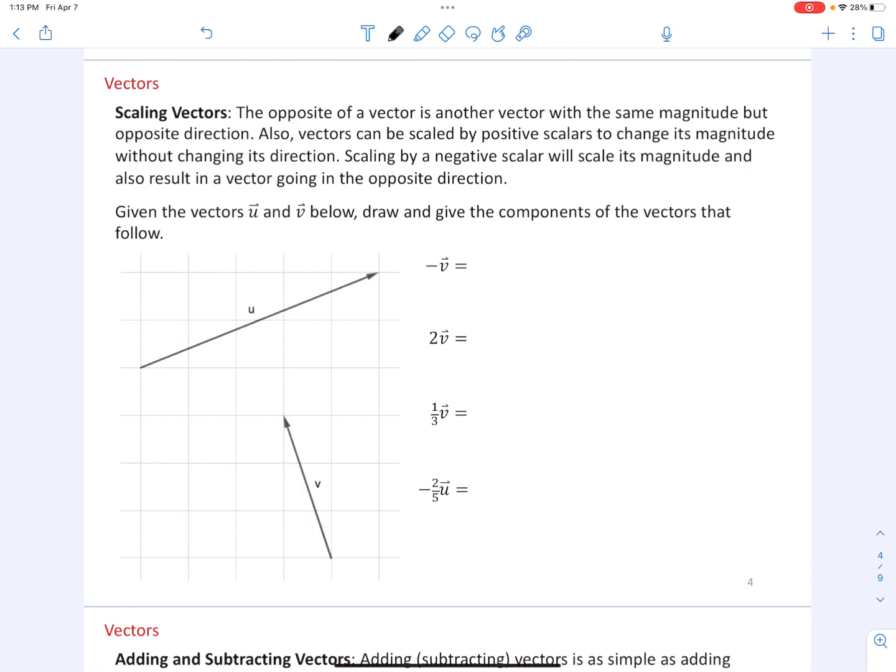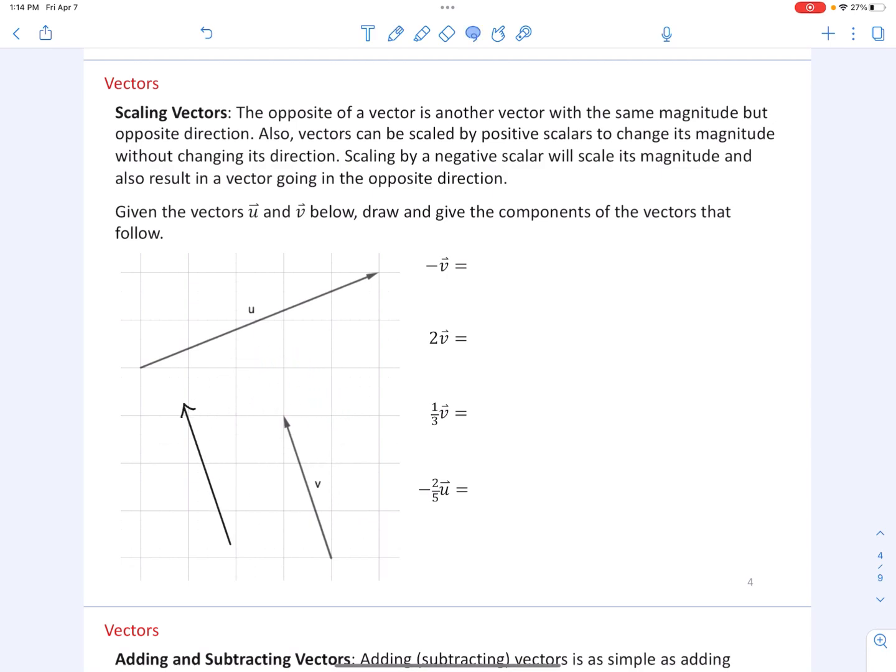The opposite of a vector is another vector with the same magnitude but opposite direction. This notation right here stands for what's called the opposite of a vector. It's the negative of the vector v. Now, what's going on here in this case is, let me go ahead and redraw vector v. I made a line segment. Vector v points in this direction.